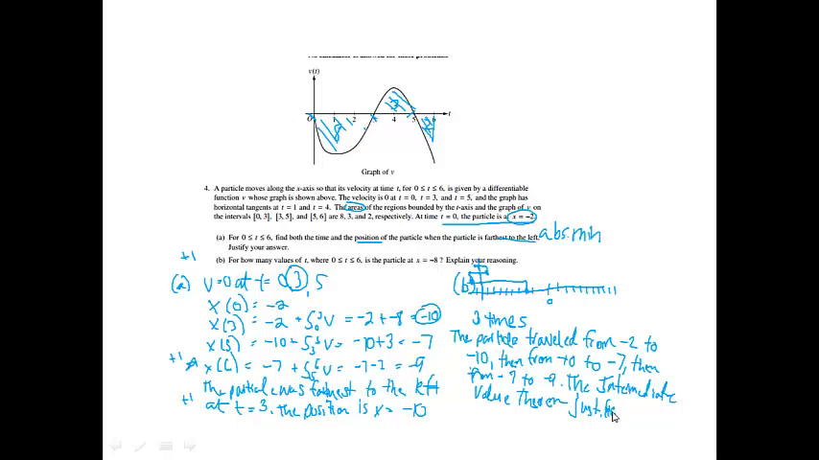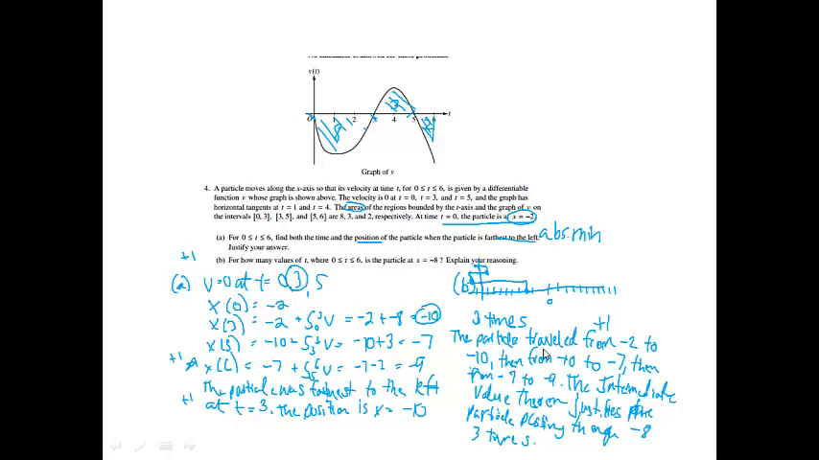Justifies the particle passing through -8 3 times. Okay, and you could have worded it a little bit differently, but you should have kind of the same thing going on there. So we need to define the position at t equals 3, t equals 5, and t equals 6. We already did that in a previous part. And so I would get a point for that.